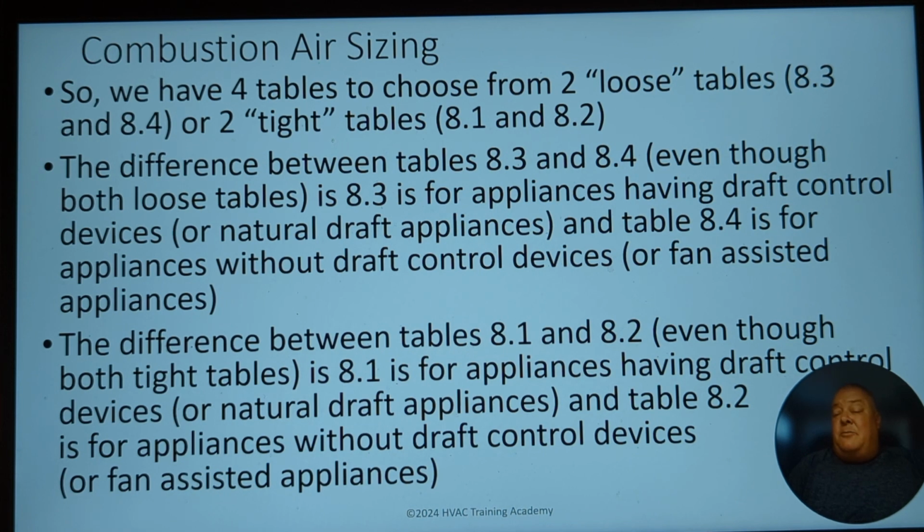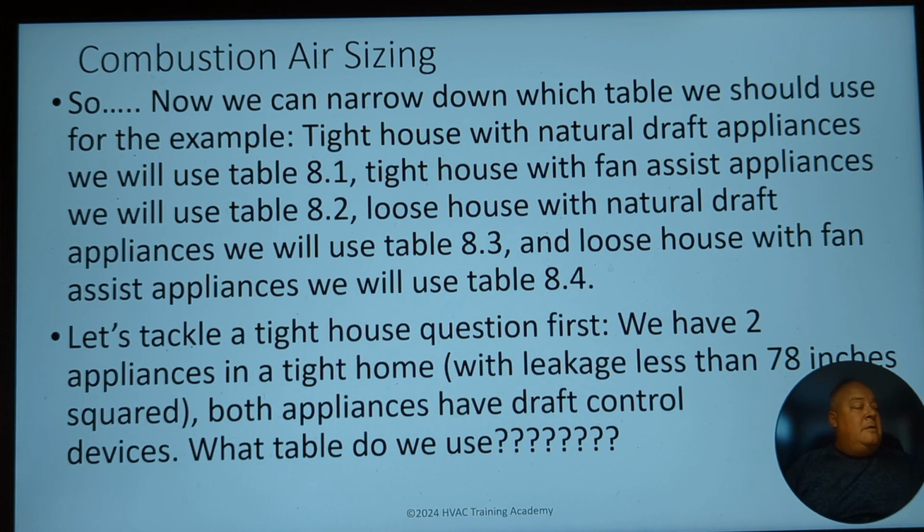The difference between tables 8.1 and 8.2, again, even though they're both tight tables: 8.1 is for appliances that have draft control devices, or natural draft. Table 8.2 is for appliances without draft control devices, or fan-assist appliances. So now we can narrow down which table we should use. For example, if we had a tight house with natural draft appliances, we're going to use table 8.1. If we have a tight house with fan-assist appliances, table 8.2. A loose house with natural draft appliances, we use table 8.3. And a loose house with fan-assist appliances, we will use table 8.4.